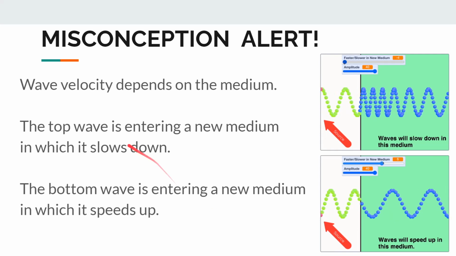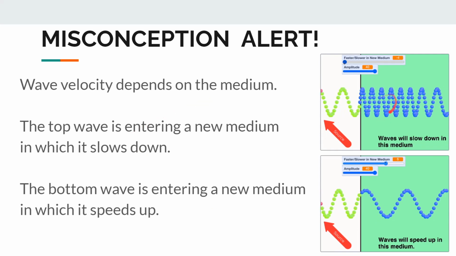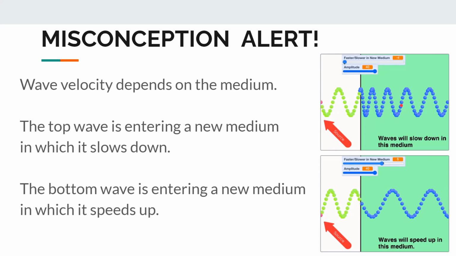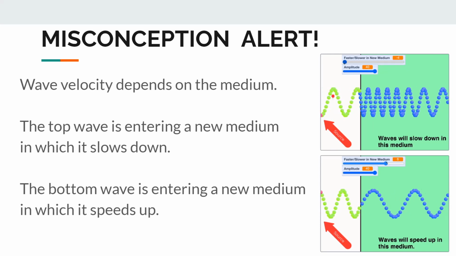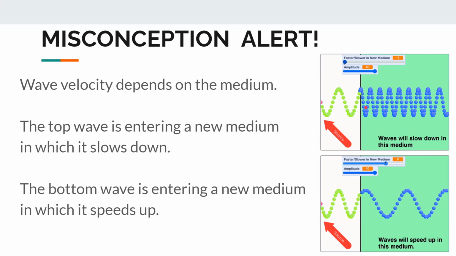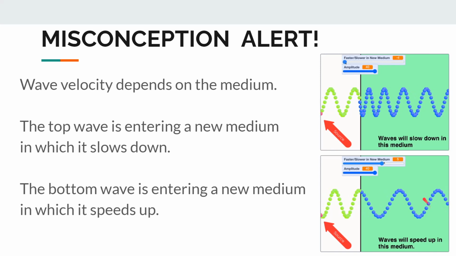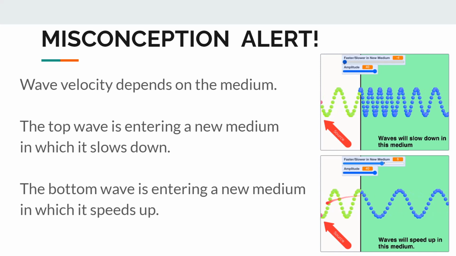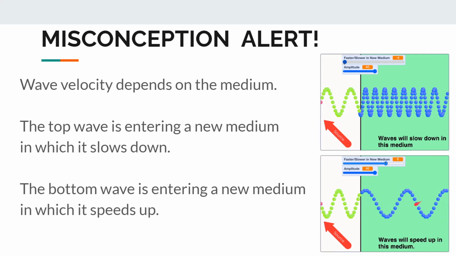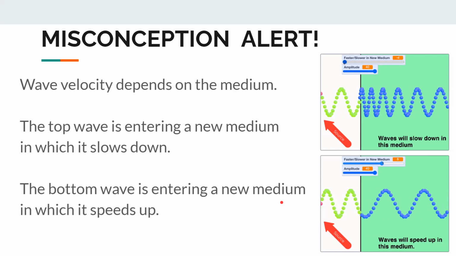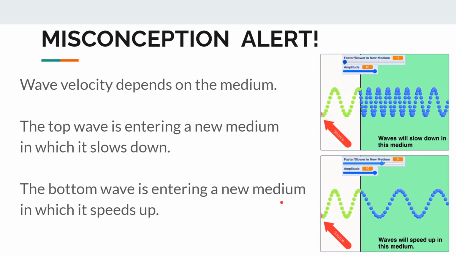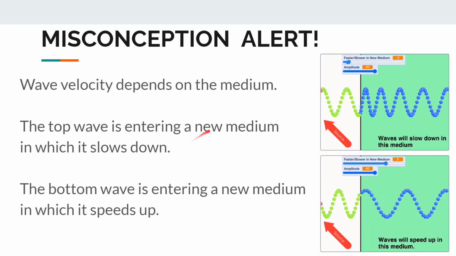But the top wave, if you look up here, is entering a new medium in which it slows down. So you can see it's moving faster over here, this green part, and then in this new medium it slows down, and that causes it to get compressed. Okay, down here, the exact opposite is happening. This new medium causes these waves to speed up. But if they stay in the same medium, this is not going to happen. It's the medium that determines the velocity of the wave.